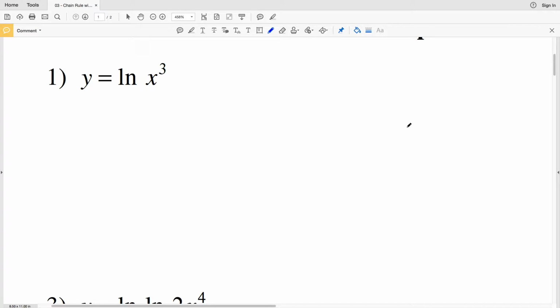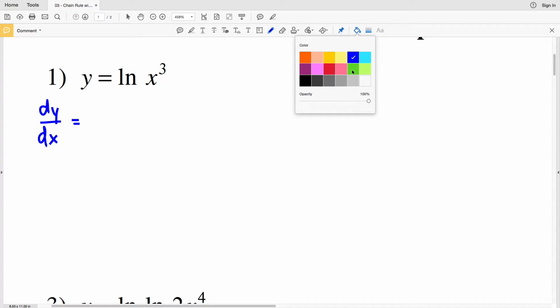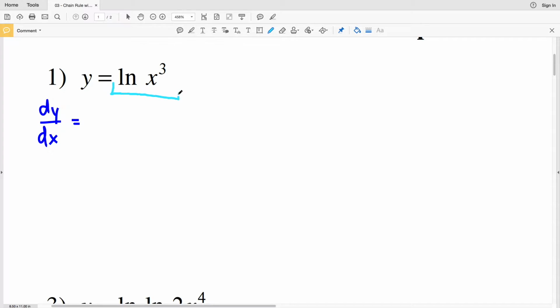In number 1, we have y equals ln of x cubed. So we're finding the derivative of y with respect to x. Notice that we're going to need to use the chain rule because we have an outside function of ln of u, and then an inside function of x cubed. Since this is our first example with the derivative of a natural log, I'll write out the chain rule. So we'll set y equal to ln of u, and u equal to x cubed.